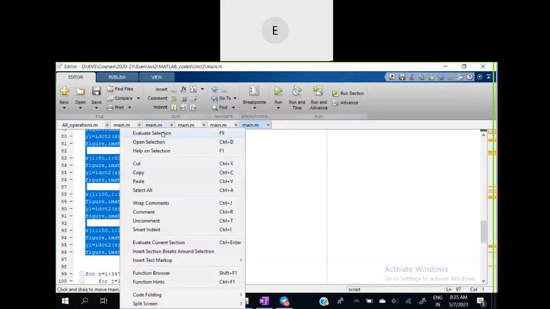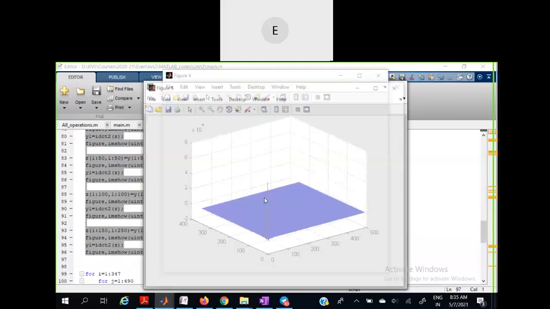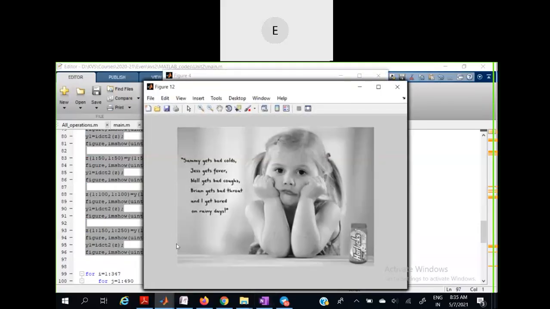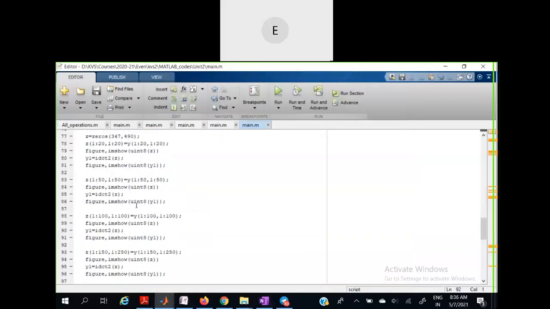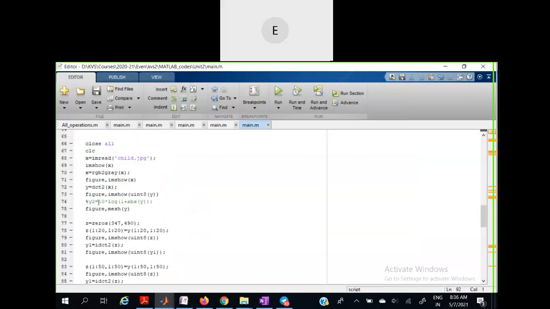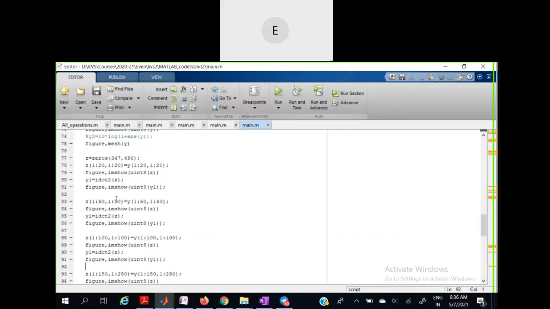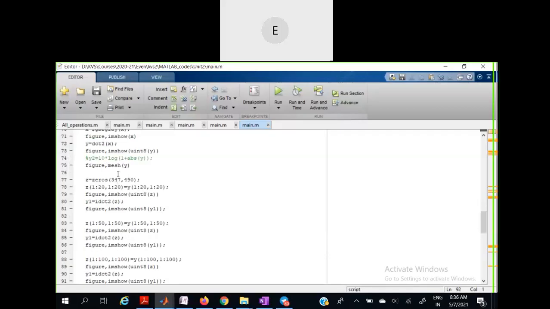Okay, and I'll explain it later. Now observe what I have done here. After taking the DCT of the given matrix, I have first generated a zero matrix of the size of the image, and I am just copying the first 20 by 20 coefficients into Z, and the remaining things are 0, and I am just showing it as an image.